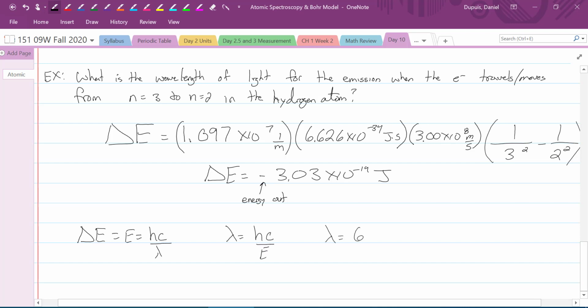So lambda equals 6.626 times 10 to the negative 34 joules times seconds. And some of you right now might be realizing, well, h and c are in both. You could, if you wanted to, set these things equal to each other and do some algebra. You're more than welcome to do so. I'm not going to, because the vast majority of my Chem 1 students do not have any desire to do that. All right, we got 3.00 times 10 to the 8th meters per second, all over 3.03 times 10 to the negative 19 joules.